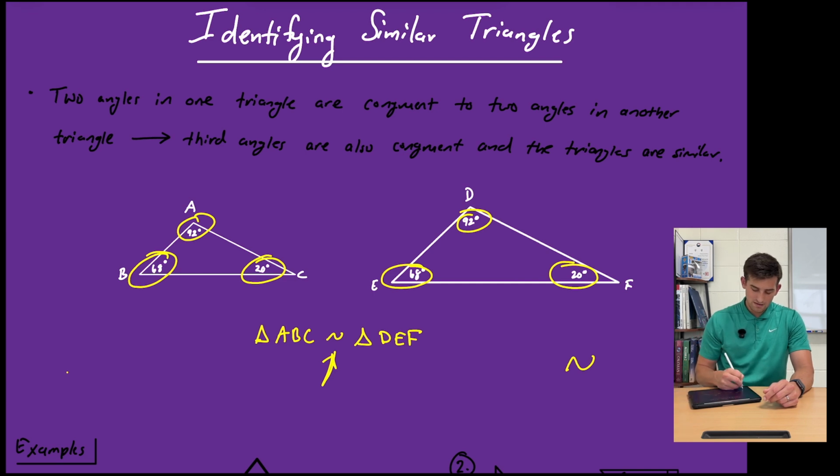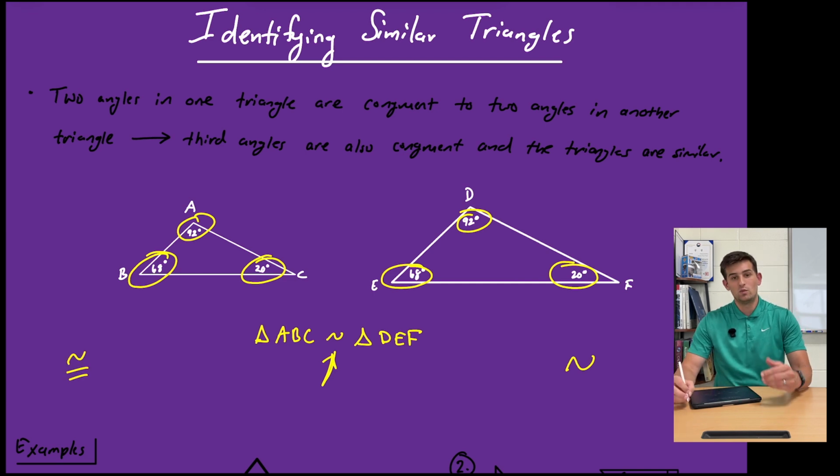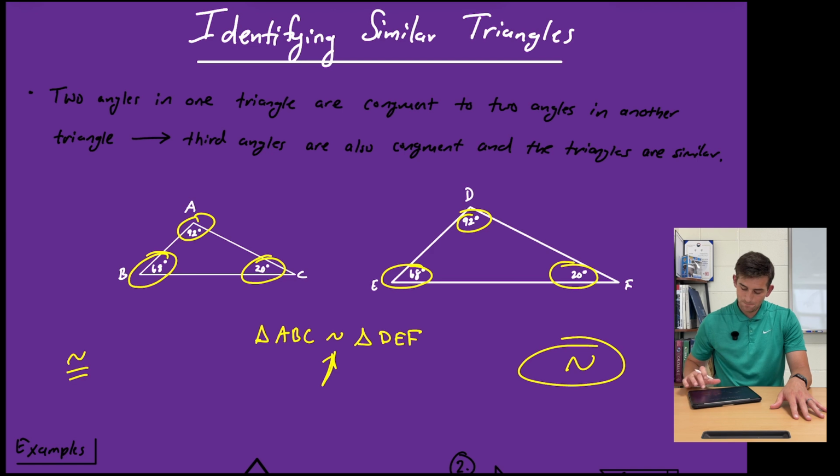Later on, you might see this symbol, an equal sign with that squiggly line on top of it. That means congruent. Okay, so in that case, those shapes would be the same shape and the same size. But that's not the subject of this video. This video is about similarity. So that's why you're going to see this symbol here.